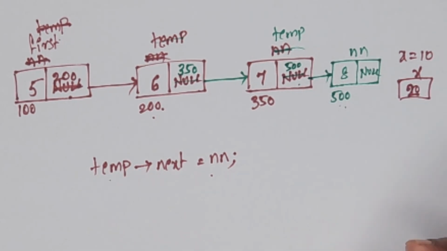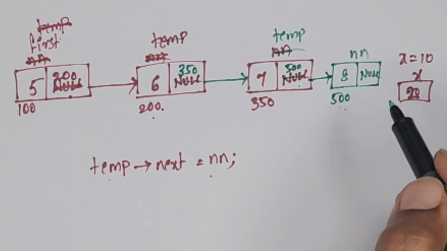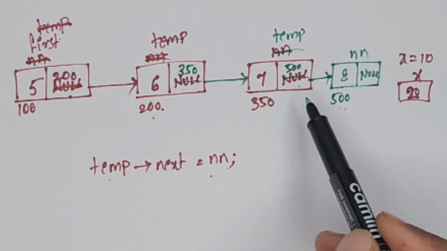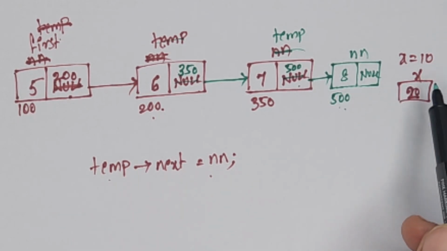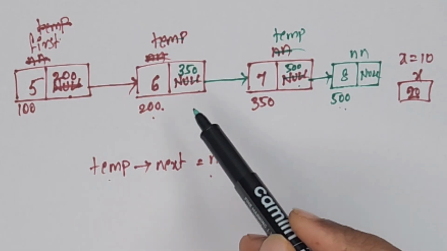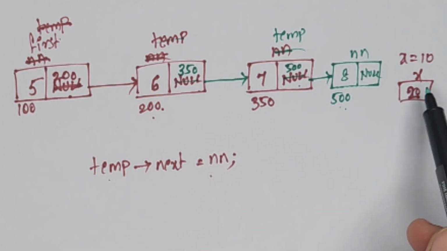Like this, n number of nodes you can add to your linked list. This is not insertion. Creation means n number of nodes you can add into your linked list, in sequential order, one by one. This is creation.